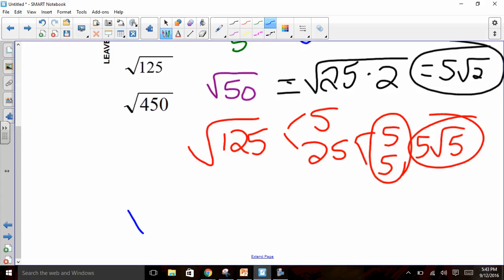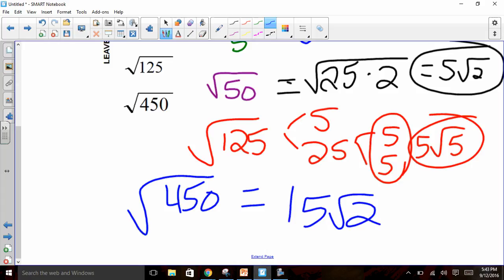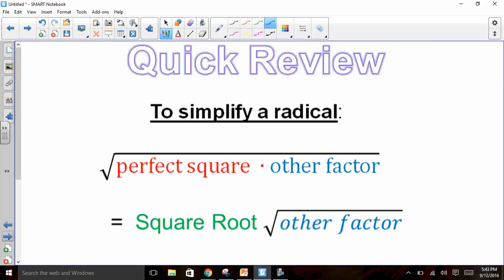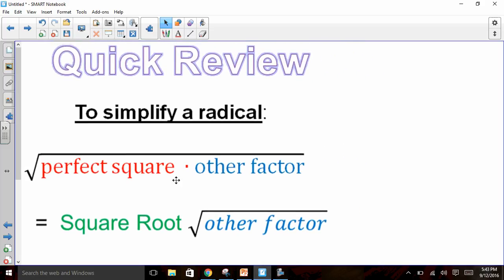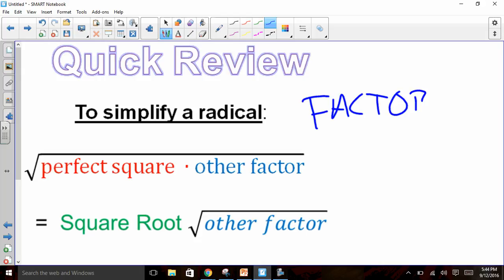So we're taking a look at the square root of 450. Do we all agree that we end up getting 15 root 2? Excellent. So here's a quick review. Again, there's 2 different ways. One way is to multiply the perfect square times the factor, and then you take the square root of the perfect square, that's the answer, times that other factor. Or you can do the factor tree, which is the way of finding the smallest numbers to multiply.